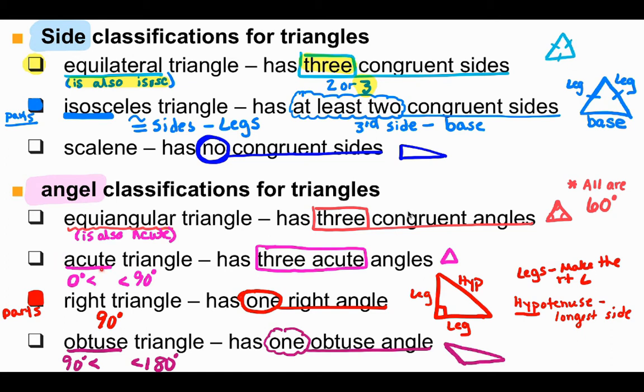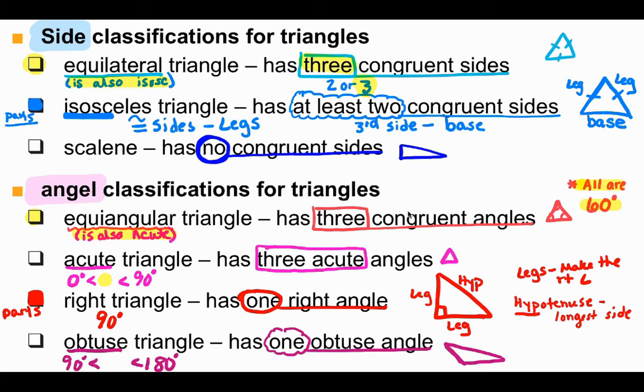Remember from chapter 1 that an acute angle is between 0 and 90 degrees. So if we have 3 acute angles all in one triangle, then we say it's an acute triangle. So an acute triangle is when all 3 are less than 90 degrees. Since our equiangular triangle has all angles of 60 degrees, it is also acute. Since all of those angles are 60 degrees, it fits the requirement of being between 0 and 90. So our equiangular is also acute.